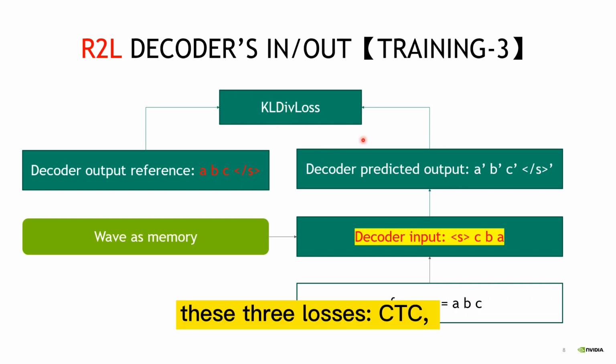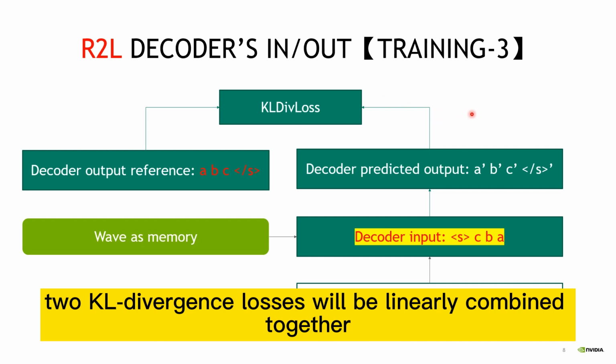These three losses, CTC and the two KL divergence losses, will be linearly combined together.